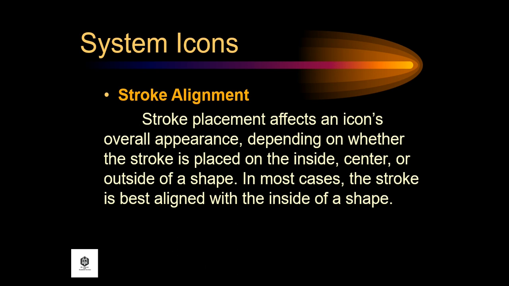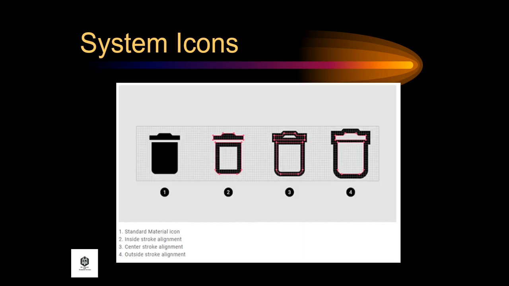How about stroke alignment? Stroke placement affects an icon's overall appearance depending on whether the stroke is placed on the inside, center, or outside of a shape. In most cases, the stroke is best aligned with the inside of a shape. So here's the example image. Number 1 is the standard material icon. Number 2 is the inside stroke alignment. Number 3 is center stroke alignment, while number 4 is the outside stroke alignment.